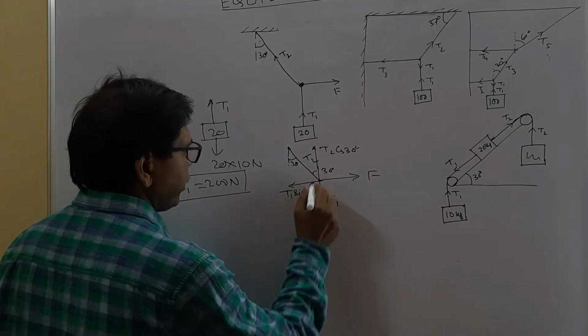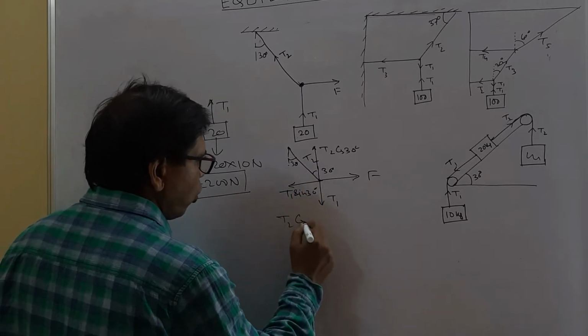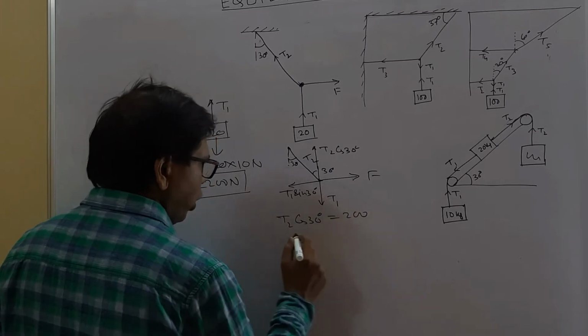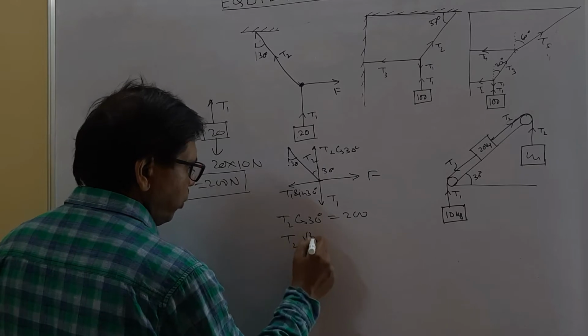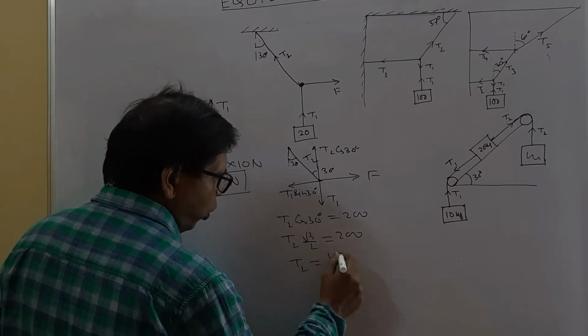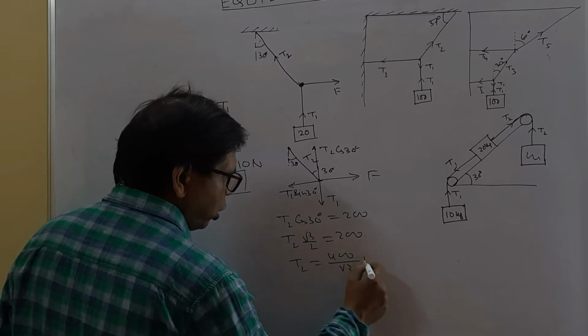Okay, here look at this. Therefore T2 cos 30 degrees equals T1, and T1 means 200. So T2 into root 3 by 2 equals 200. So T2 equals 400 by root 3 Newton.